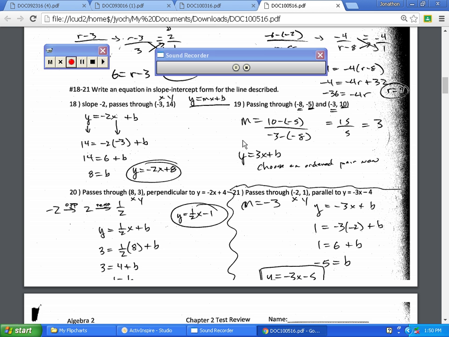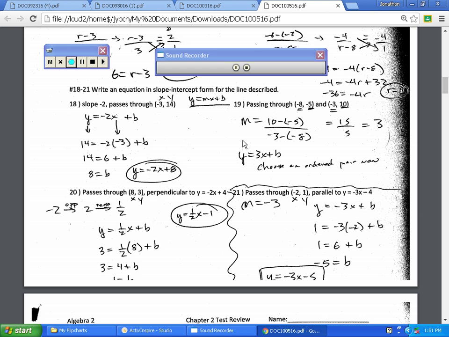Y equals 3. Funny, I didn't finish this one. Y equals 3x plus b. Choose an ordered pair, folks. Maybe put in 10, negative 3. Anyway, you get, and I hope you can hear this, the volume isn't cut off, y equals 3x plus 19. Y equals 3x plus 19 is your answer. Again, you got them from class, but my fault for not finishing that one.